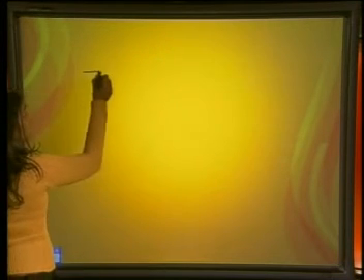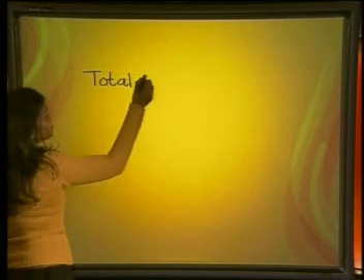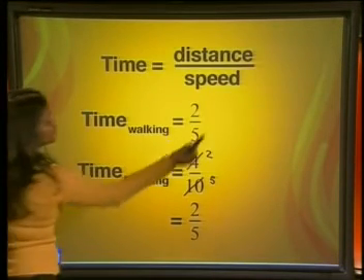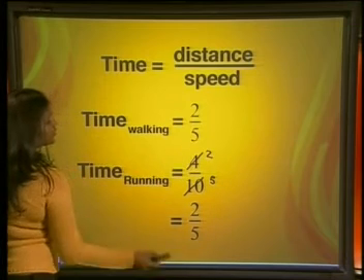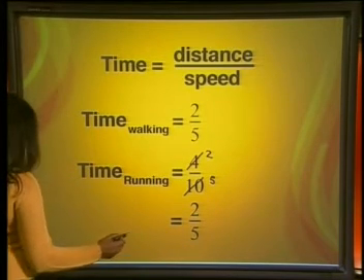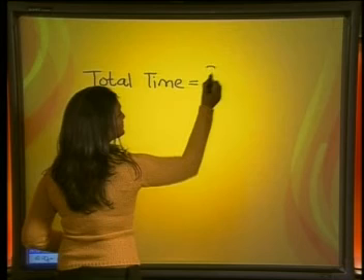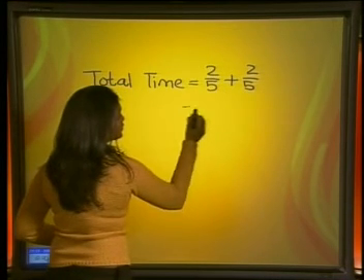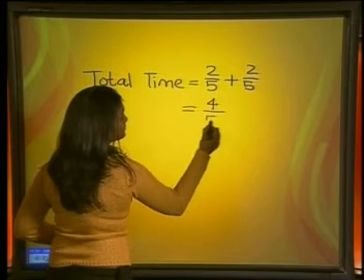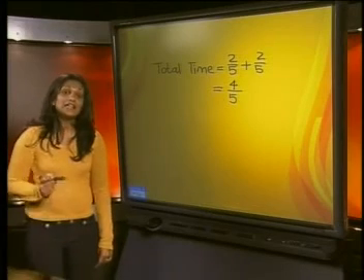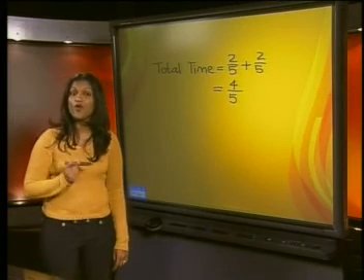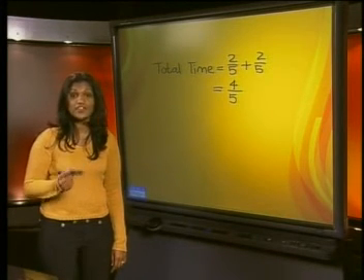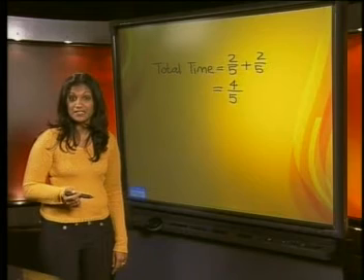Let's write this. The total time is equal to the 2/5 she spent walking and the 2/5 of an hour she spent running. This is equal to 2/5 plus 2/5, which gives me a total of 4/5. Now, we know that the total time is 4/5 of an hour. This is great because we originally said that 4/5 of an hour works out to 48 minutes.